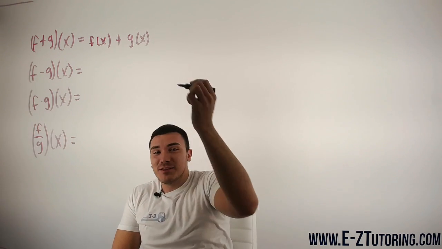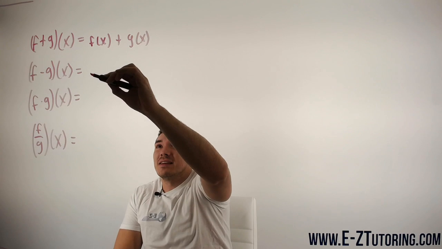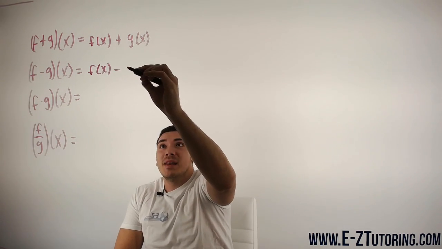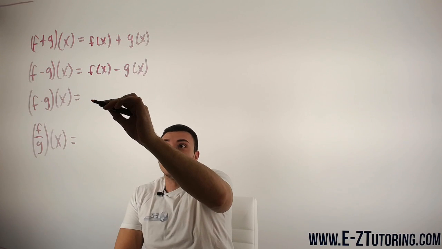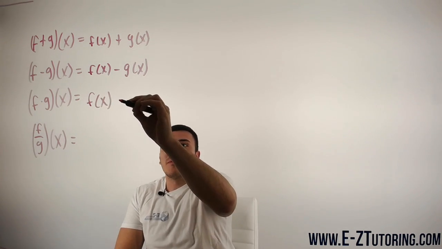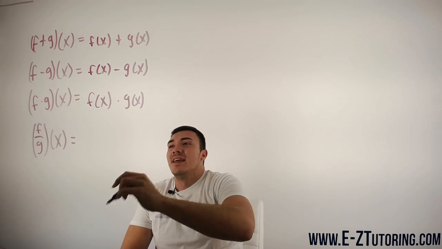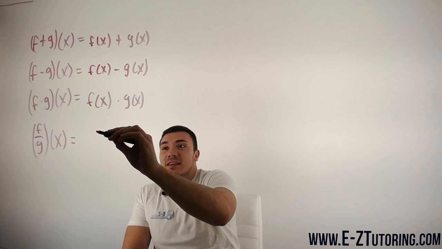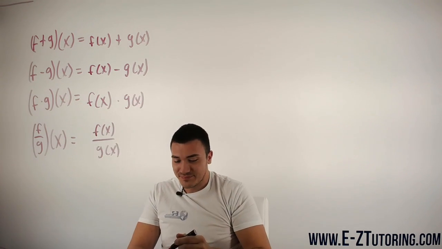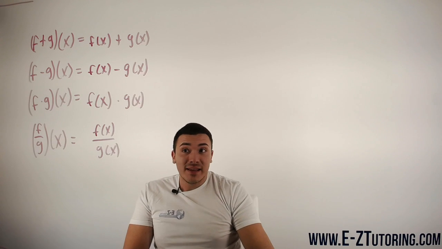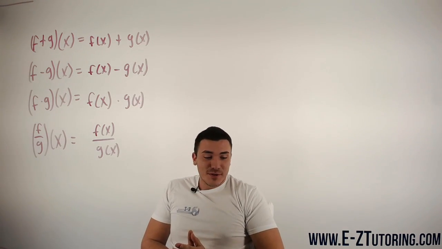So for f minus g of x, I'm sure you guys have guessed it, it is just f of x minus g of x. f times g of x, I'm sure you guessed it, it's f of x times g of x. And f over g of x is simply f of x over g of x. Alright, so that is what these operations mean.